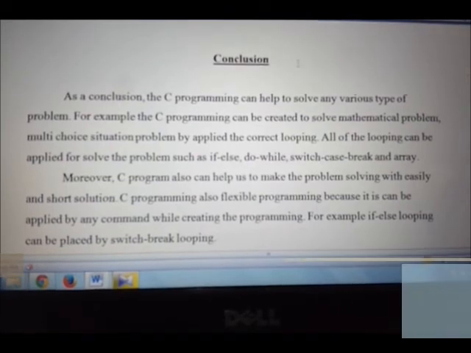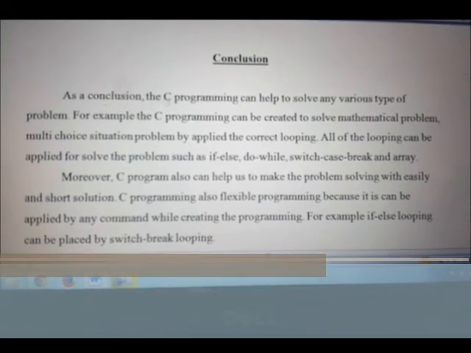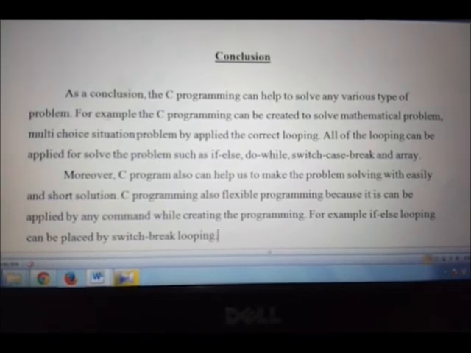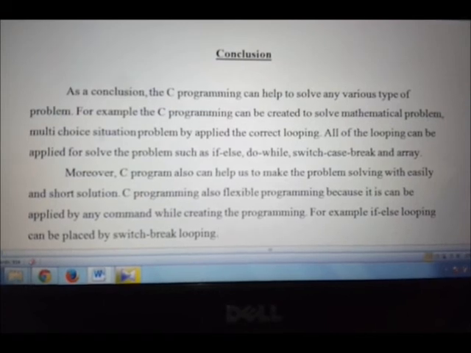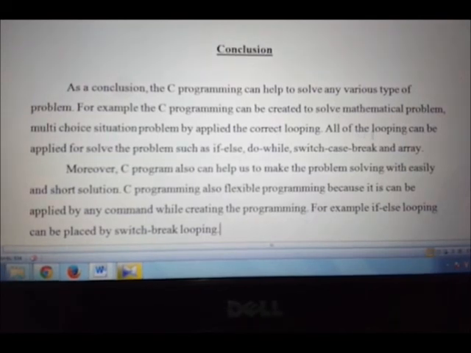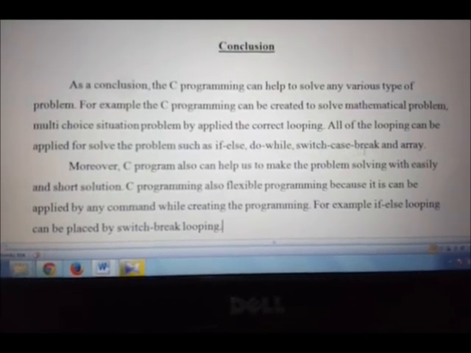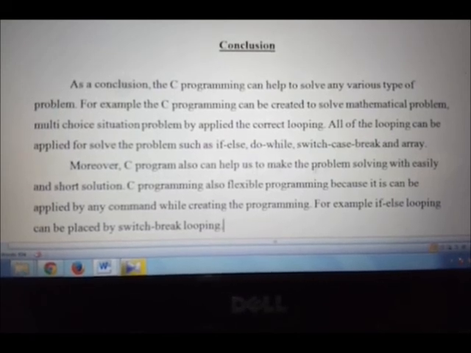Okay, this is the conclusion of the programming. As a conclusion, the C programming can help to solve various types of problems. For example, the C programming can be created to solve mathematical problems and multi-choice situation problems by applying the correct looping. All of the loopings can be applied to solve the problem, such as if else, do while, switch case, and array. Moreover, C program also can help us to solve problems easily with a short solution.